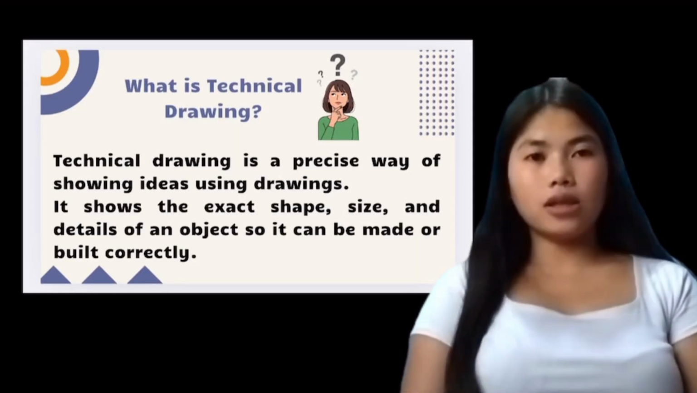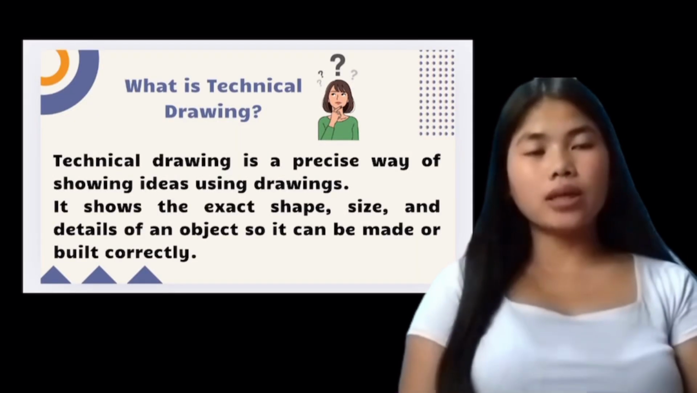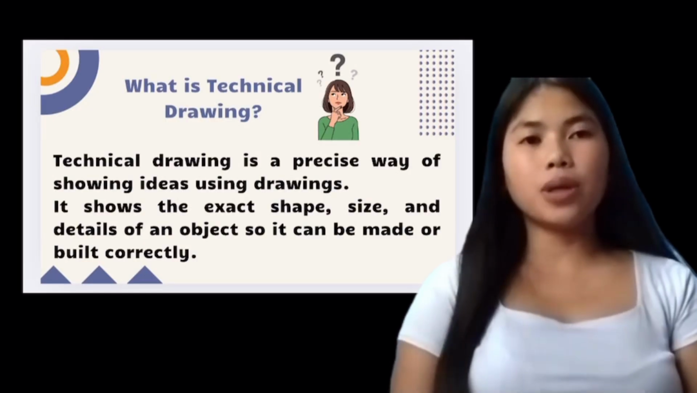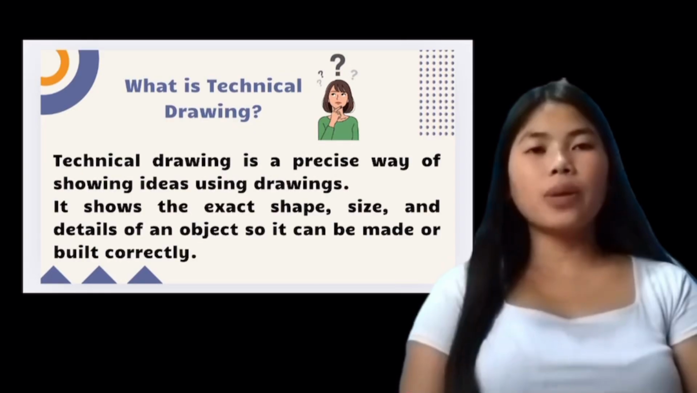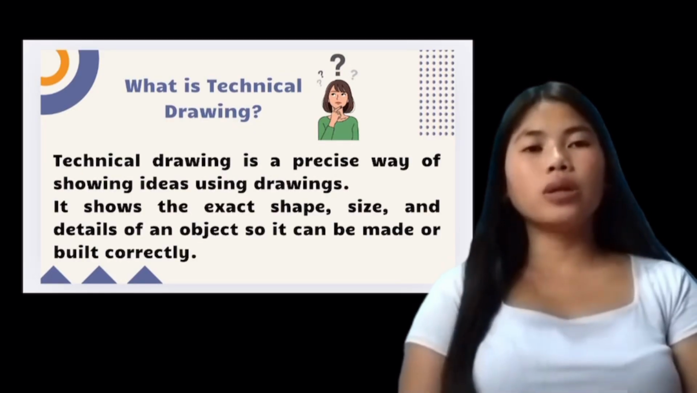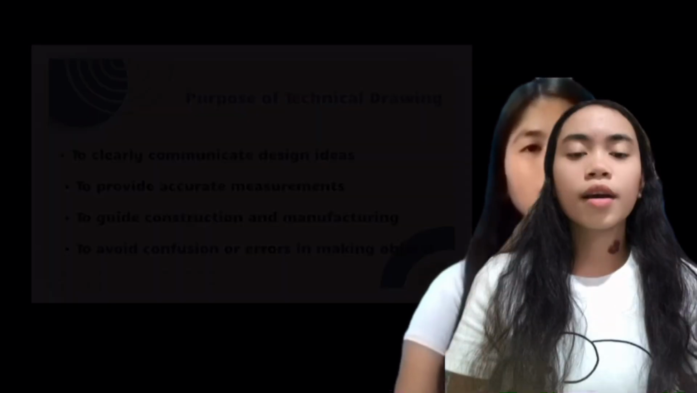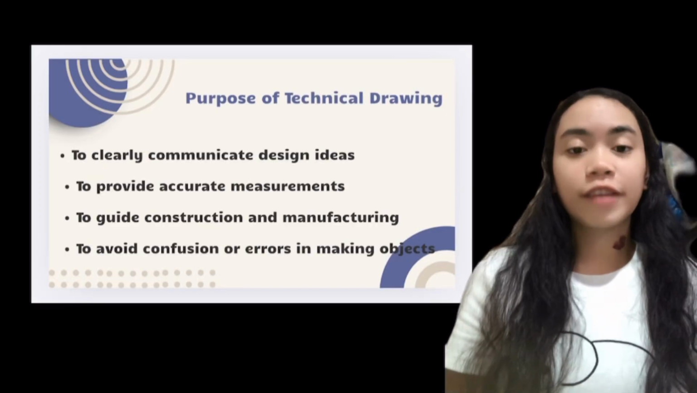What is technical drawing? Technical drawing is a precise way of showing ideas by using drawings. It shows the exact size, shape, and details of an object so it can be made or built correctly. Okay, let's proceed to the purpose of technical drawing.